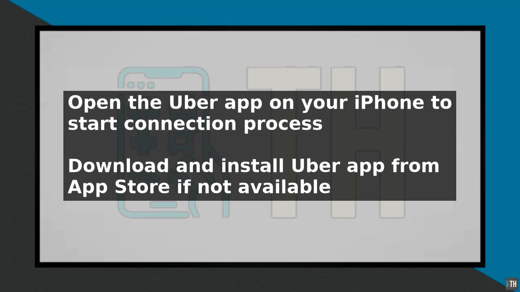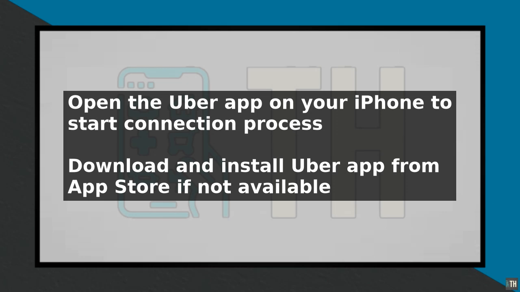To connect Apple Pay to Uber, start by opening the Uber app on your iPhone. If you do not have the Uber app, download and install it from the App Store. Once the app is open, tap on the menu icon, which is represented by 3 horizontal lines. From the menu, select the Payments option.